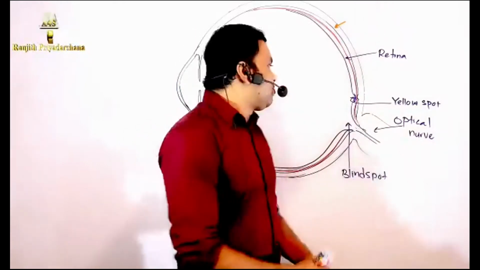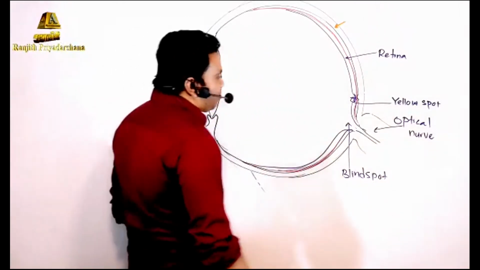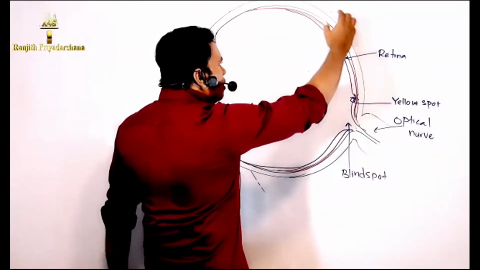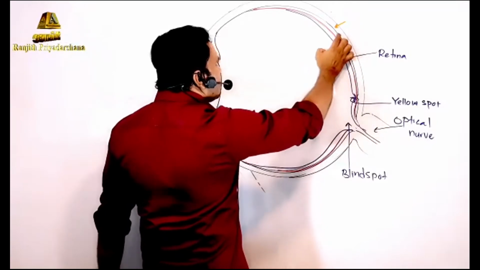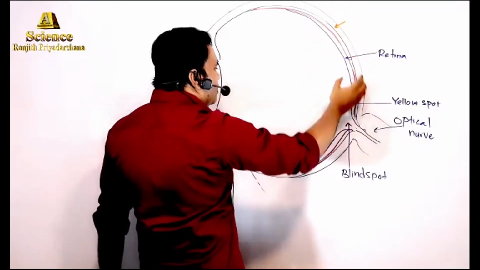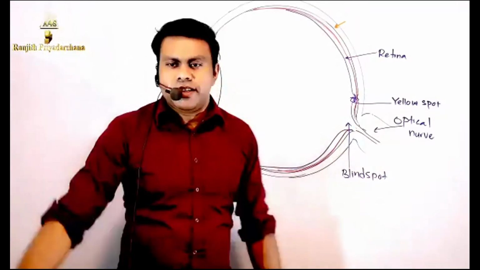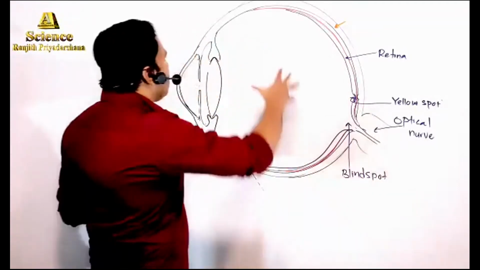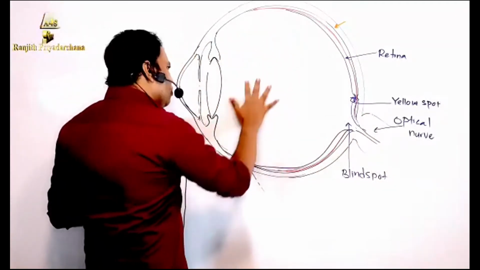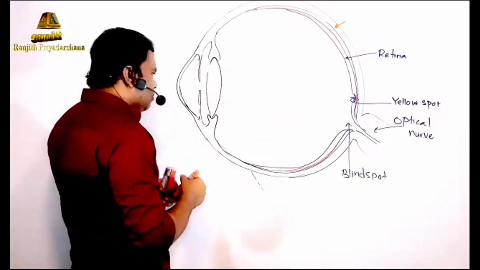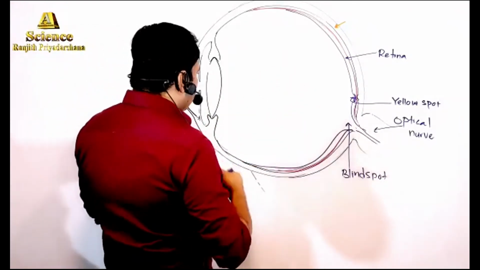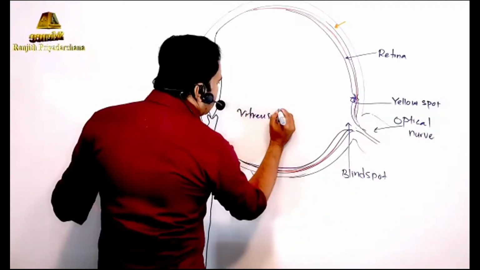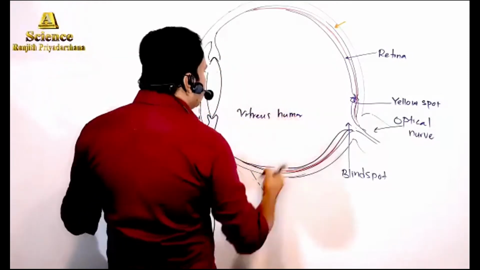Okay, so that's nice to learn this. Between the retina and the sclerotic layer, that's the blood supply. What's that layer? The blood supply layer? Choroid layer. Okay, now we come to this front side. What is this medium? That medium is known as what? Vitreous humor. Yes, vitreous humor.